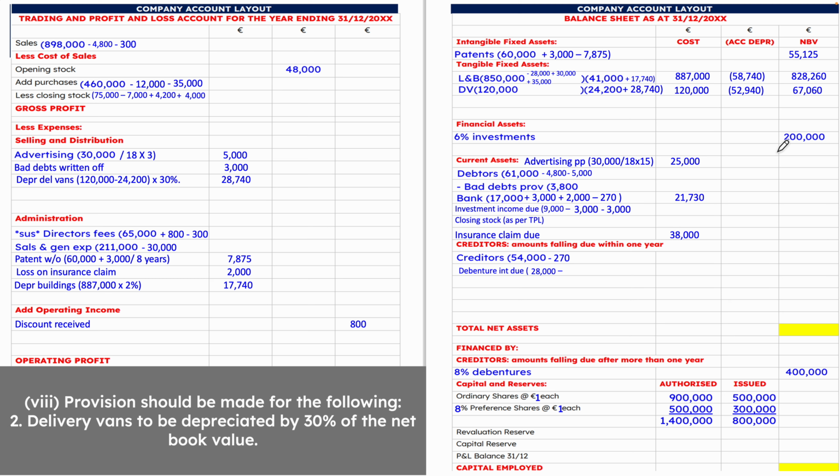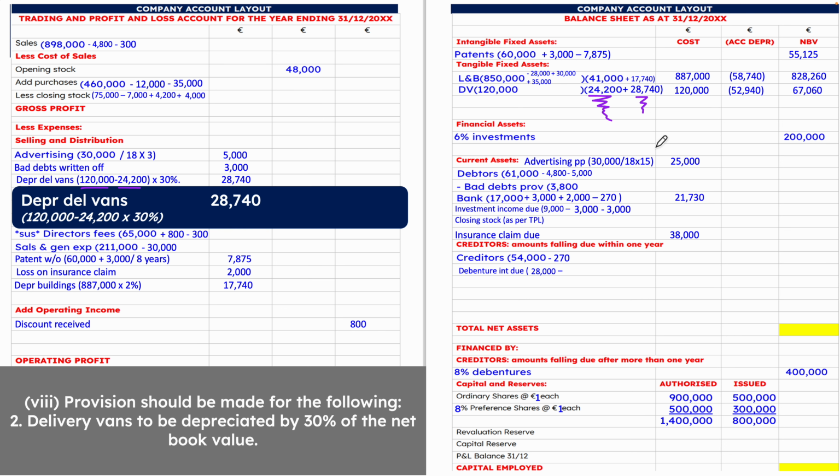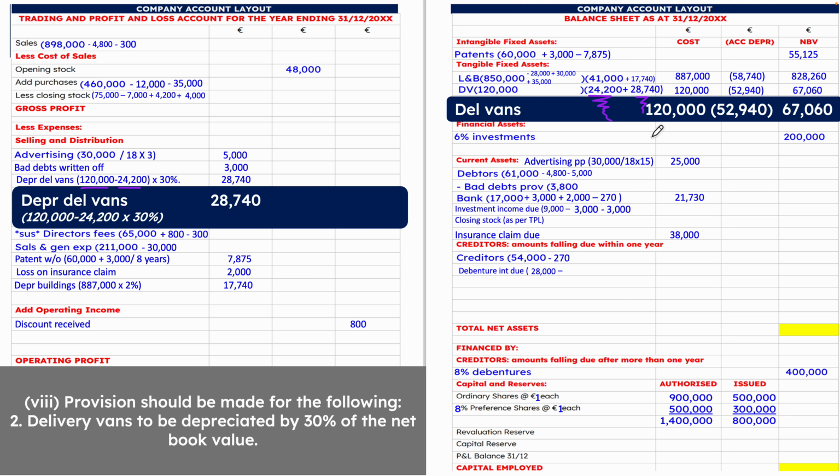What are the delivery vans actually worth at this time? So the net book value would be the cost, which was 120,000, minus the 24,200 accumulated depreciation that we took from the trial balance. So 120,000 minus 24,200. And then we multiply that by 30%, and that gives us 28,740 euro, which we would then add to the accumulated depreciation up in the balance sheet.